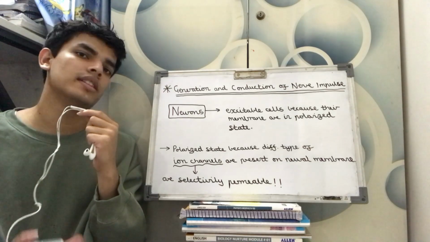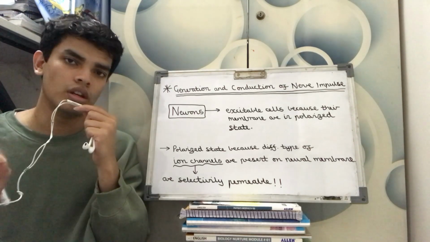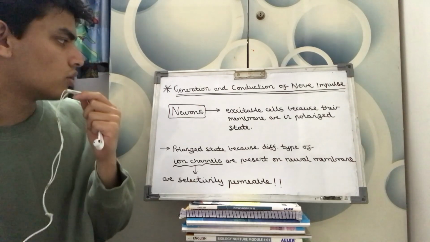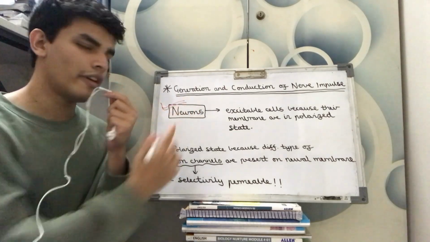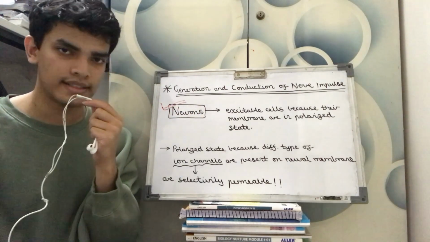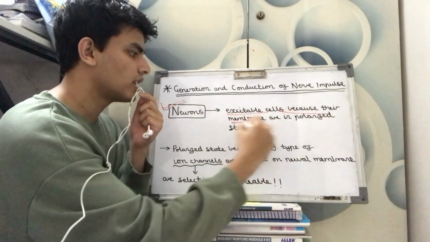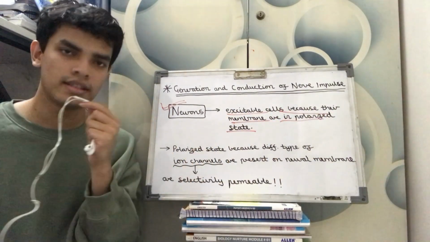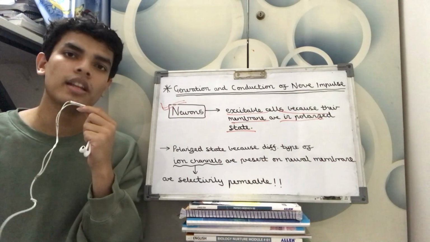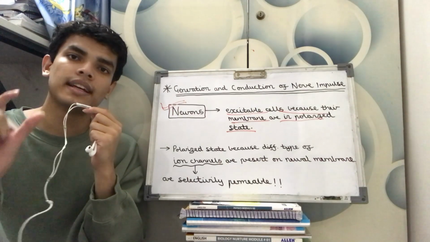So this is basically the generation and conduction of nerve impulses. Let's start. First of all, neurons. Everybody knows what neurons are. They are the cells in the brain. These are excitable cells because their membranes are in a polarized state. Now what does this statement mean? It means that the neuron cells are excitable cells.